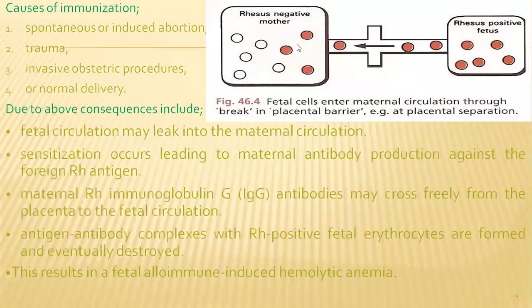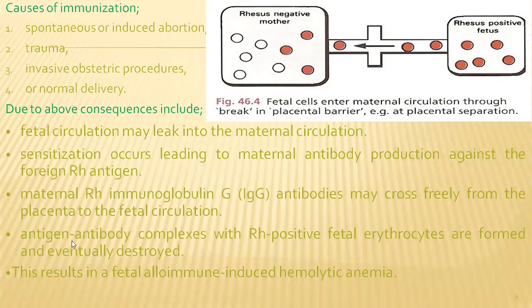When that happens, the fetal circulation may leak into the maternal circulation. Sensitization occurs, leading to maternal antibody production against the foreign rhesus antigen. The maternal rhesus immunoglobulins, which are called IgG antibodies against the D antigen, can now freely cross from the maternal circulation to the fetal circulation. Then antigen-antibody complexes will form within the fetus, and then the fetal spleen will get rid of these red blood cells.